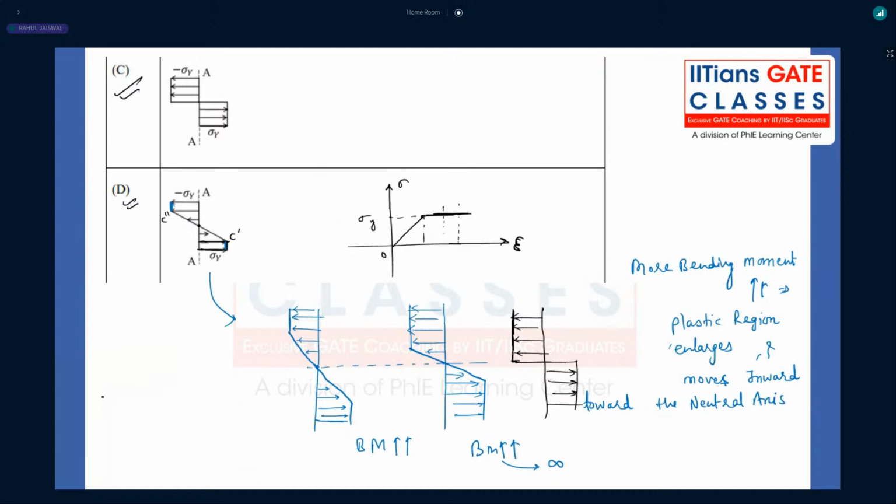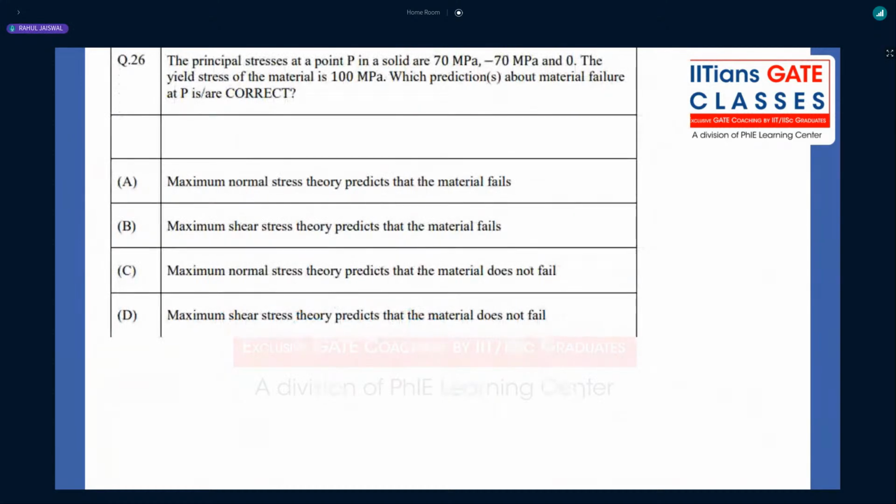Now, when you think of the next question, what have they mentioned? In question number 26, they have given the principal stresses at a point of a solid material, which is subjected to 70 megapascal, minus 70 megapascal, and 0 megapascal, right? The yield stress for the material is 100 megapascal. Which prediction about the material failure will be correct? Now, what will be the correct option? You try for this.